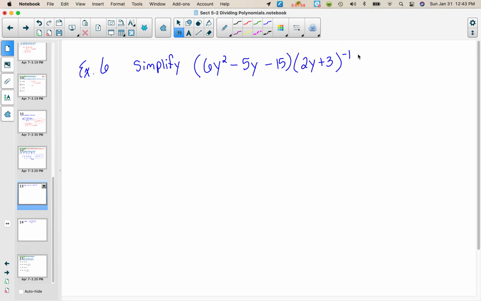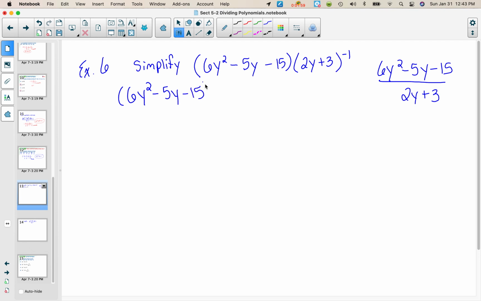So remember what this means. If it says simplify, because the directions might just say that, it might not even say divide, you have to remember that when there's a negative 1 here, that means that you're going to flip this to the bottom. So it's like having 6y squared minus 5y minus 15 over 2y plus 3, which means it's dividing. So I'm going to have 6y squared minus 5y minus 15 divided by 2y plus 3.